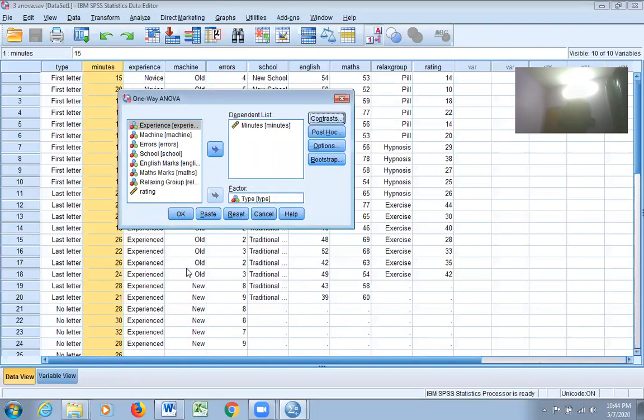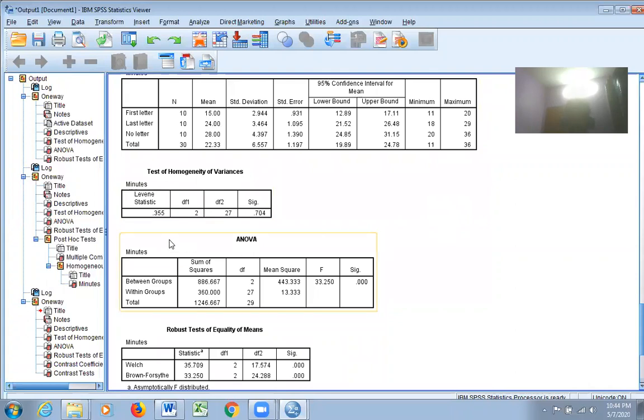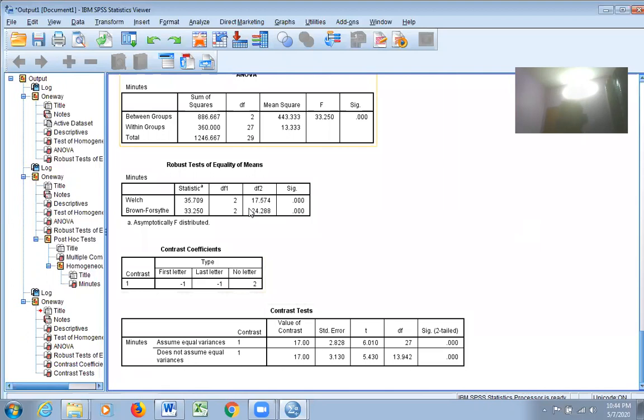Click on Continue, click on OK here, and you will get the same results of descriptive statistics, homogeneity of variance, and ANOVA. But here you'll get two different tables. At the bottom you can see the contrast coefficients. It says that for the first letter group we have allotted -1, last letter -1, no letter 2. Okay, you have to know that. Now let us come to the bottommost table to see whether there is a difference between these two groups.